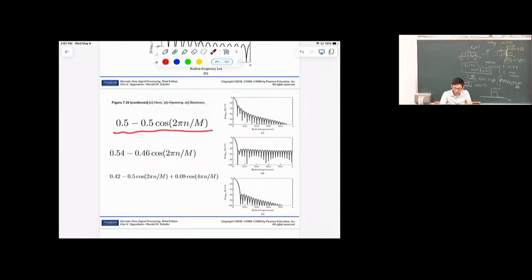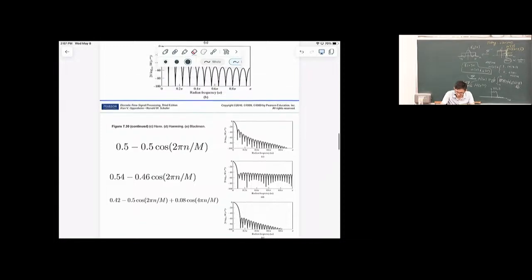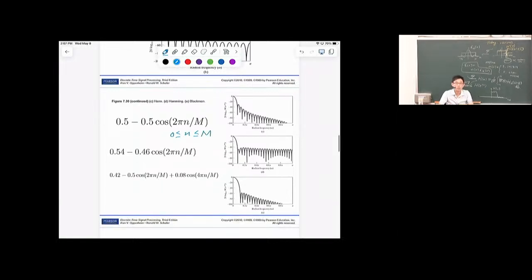The Hann window has this expression in the time domain: it equals 1/2 minus 1/2 cosine of that. And the time goes from 0 to N. That's the duration of the window, from 0 to big N.